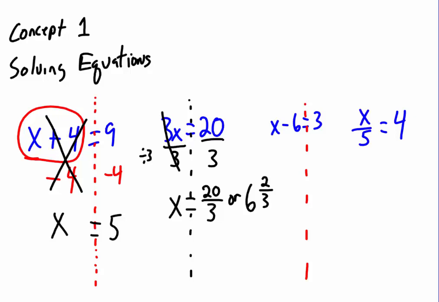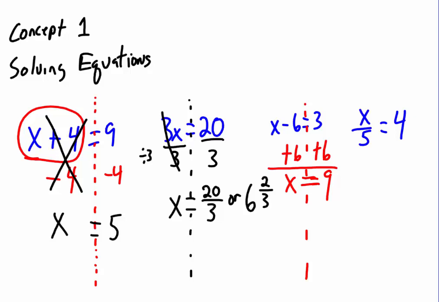And then let's see, minus 6, x minus 6. So opposite of minus 6 is a plus 6. And then I got to go plus 6 over here. And x equals 6 plus 3 is 9. Easy enough. Okay, this is one that kind of confuses people because they forget that the fraction bar means divide.